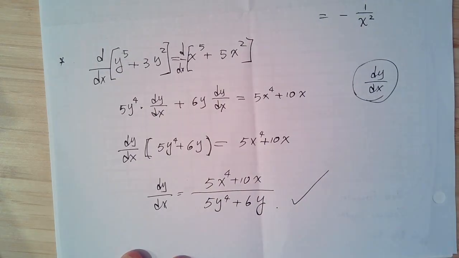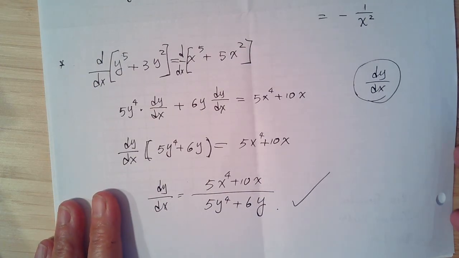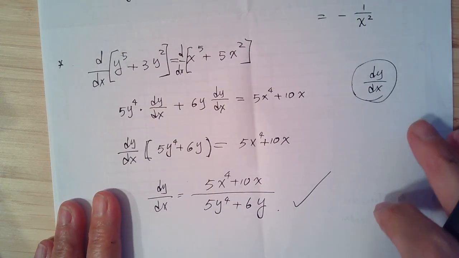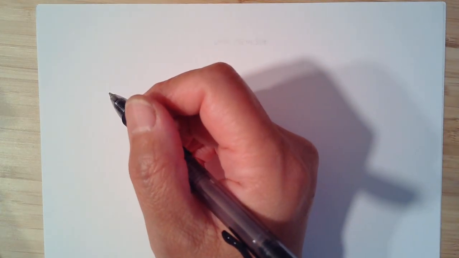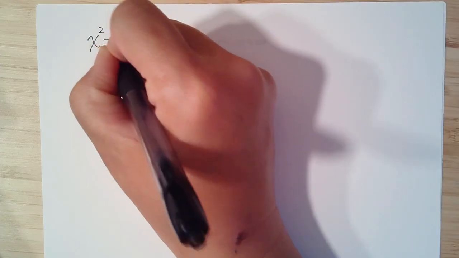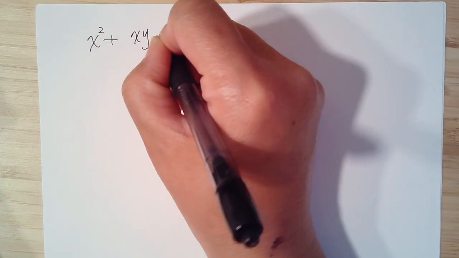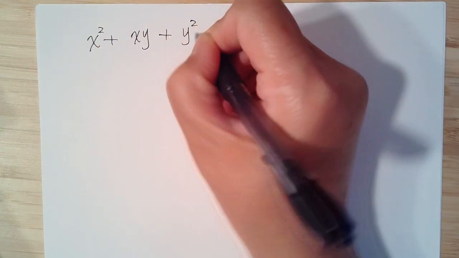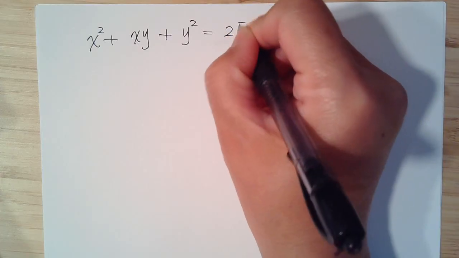So that's how you find the derivative of an implicit expression or equation. That shows the relationship between x and y. Okay, so we're going to work on another example. This one: x squared plus xy plus y squared equals 25.